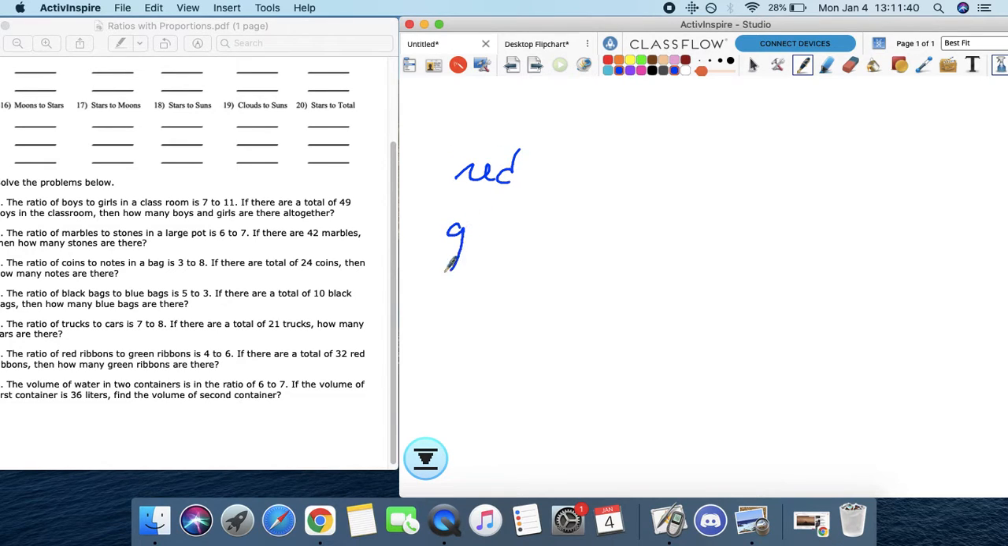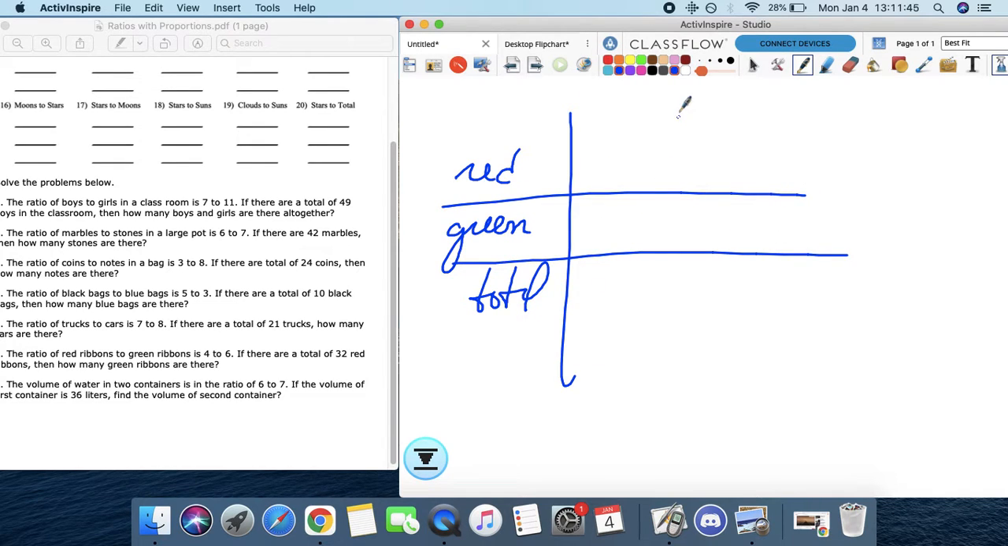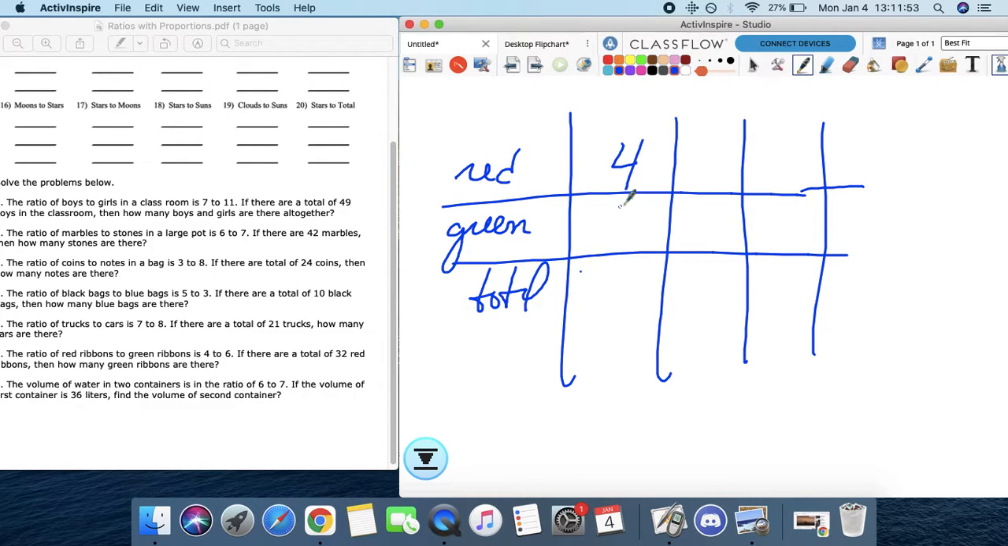Red and green ribbons. Total. Four red, 6 green, for a total of 10. Okay, so I have 4 red, 6 green, and a total of 10 ribbons. What happens when I have 32 red ribbons? So 32. I have not doubled, I multiply 8 times. There's 8 times more than the original number. So from 4, I multiplied that times 8, and then I got 32.